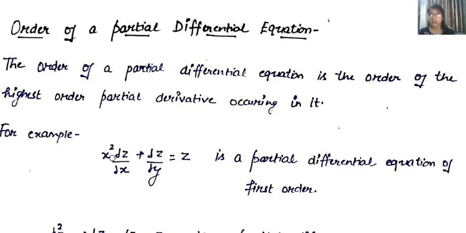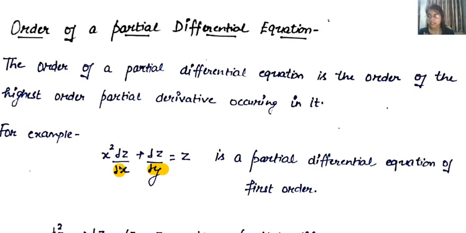फॉर एग्जांपल, this is an example of partial differential equation because it has two independent variables. Now this derivative is of first order. This derivative is also of first order with respect to y. We denote partial derivative by curly z by curly x. This is curly z by curly y. This is partial differential equation as it has two independent variables.